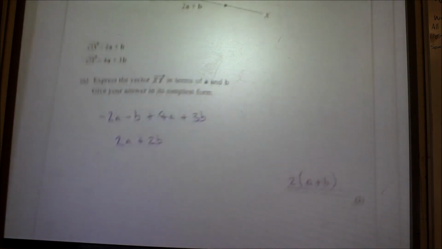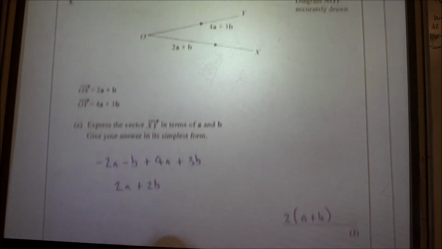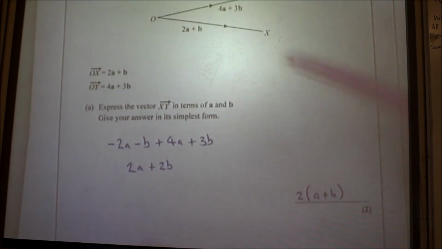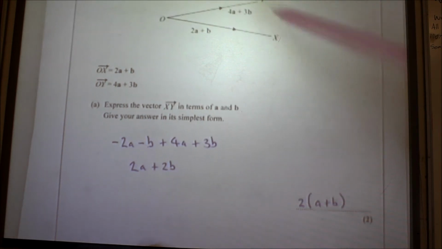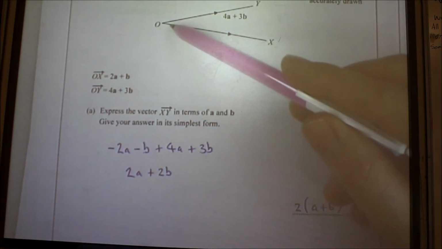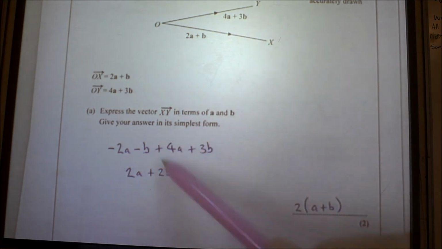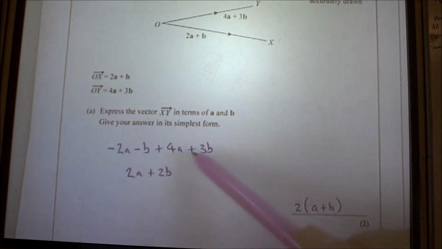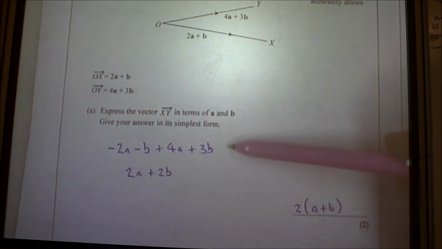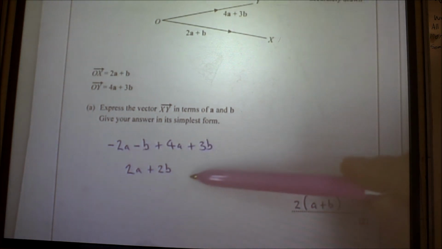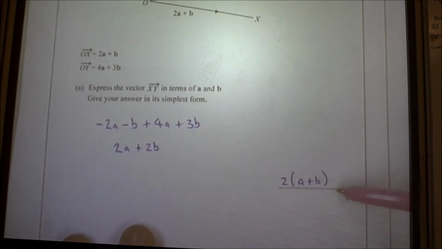Question number 5, here we go. 2 marks for this one. Express the vector XY in its simplest terms. So you need to go back along here, then along there. So it's minus 2a minus b, add 4a, add 3b. Identify your like terms like you did in year 8 algebra, and simplify it. You get 2a add 2b, which I have factorised, and I think you need to factorise that to get it in its simplest form.